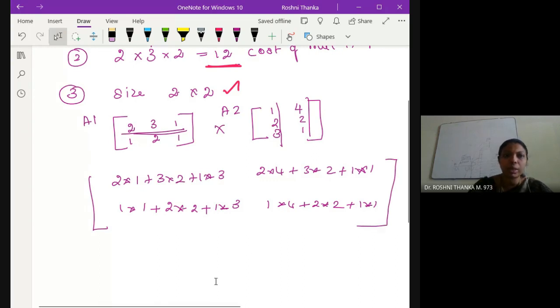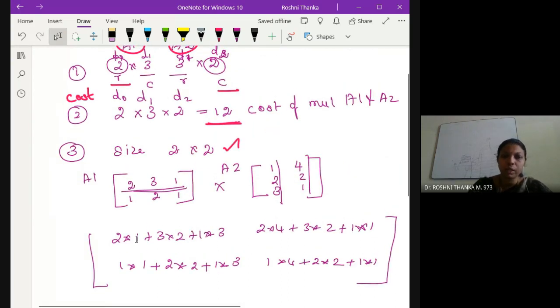As we saw here, you can count the multiplications: 1, 2, 3, 4, 5, 6, 7, 8, 9, 10, 11, 12. So 12 multiplications we got, right? And then we saw the resultant matrix size is 2 cross 2, which means there are 2 rows here. This is the first row and this is the second row.